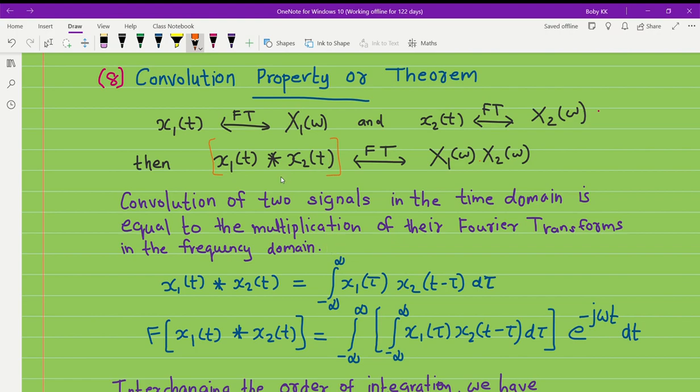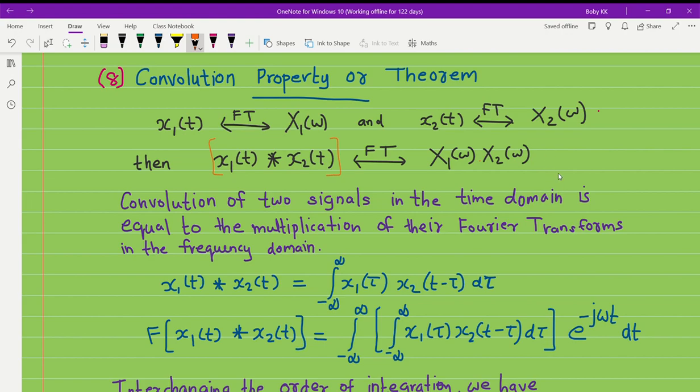Convolution of two signals in the time domain, x1 of t convolution x2 of t, this is the convolution in the time domain. Then if you take the Fourier transform of it, that will be equal to the product of their Fourier transforms in the frequency domain, X1 of omega into X2 of omega.